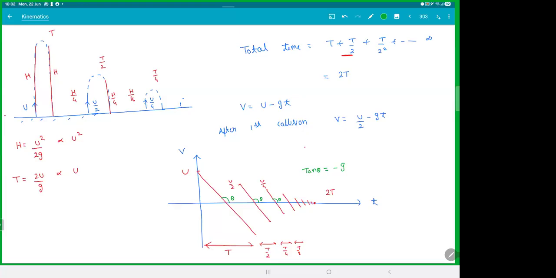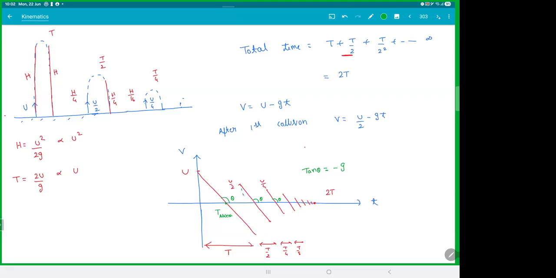So every time you collide, look at this graph here. Initially, your speed is u upward. As you go up, speed will decrease, decrease, decrease. This point is your h max. So this point is your time of ascent. After that point, your velocity becomes negative. Here the collision happens.